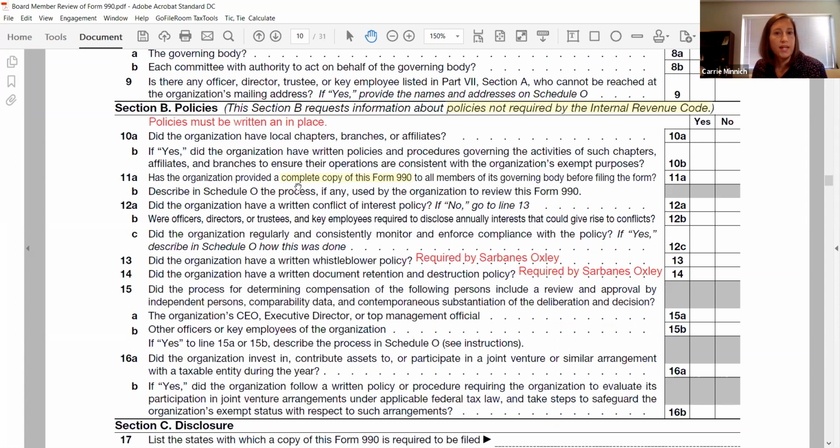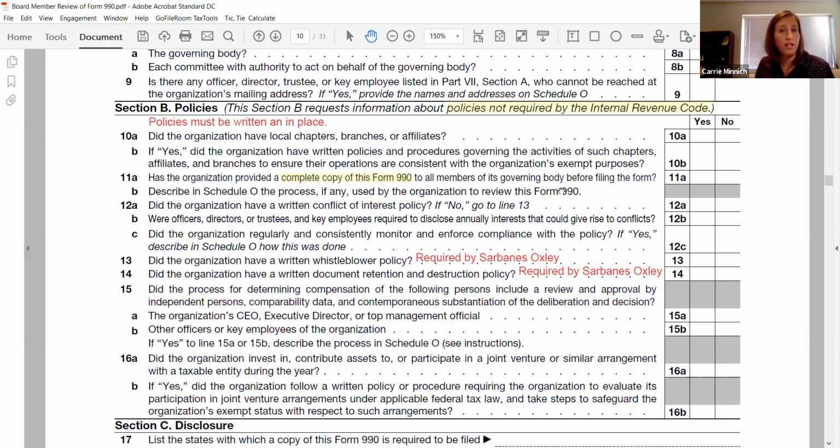Has the organization provided a complete copy of this 990 to all members of its governing body? So that's what we started with today, that the IRS is asking, are you providing a copy of this 990 to your board members? You do not have to provide them a paper copy. You can email a copy of this form, make it available to everyone. That's fine. That's sufficient. Just make sure that it is a complete copy. It has to be an exact copy of what was filed with the IRS.